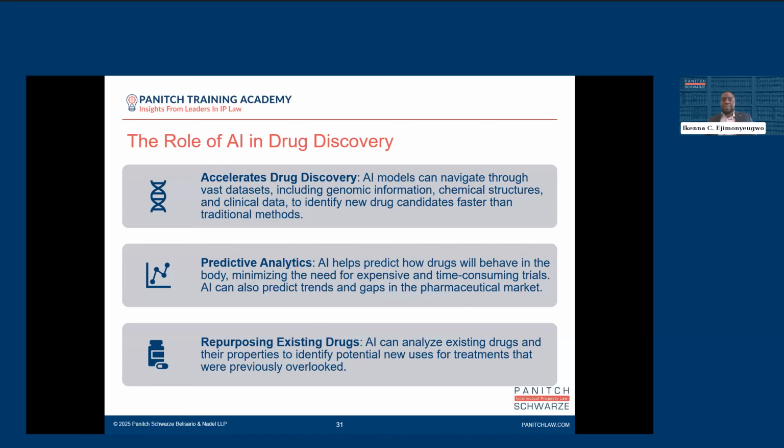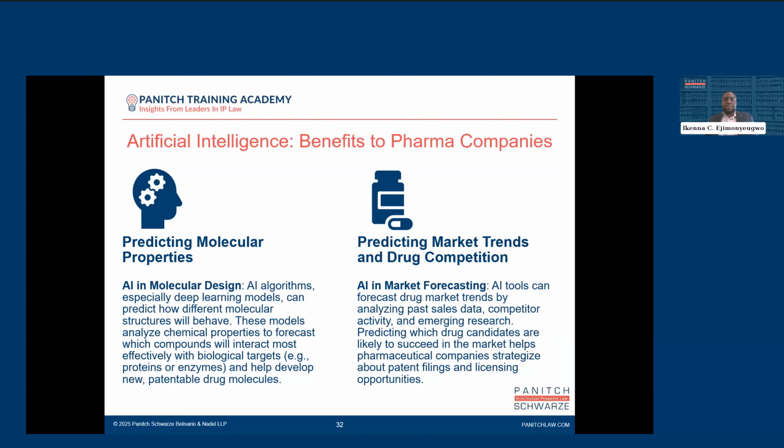Next slide, Sean. All right, so this slide breaks down the benefits that AI provides to pharmaceutical companies.